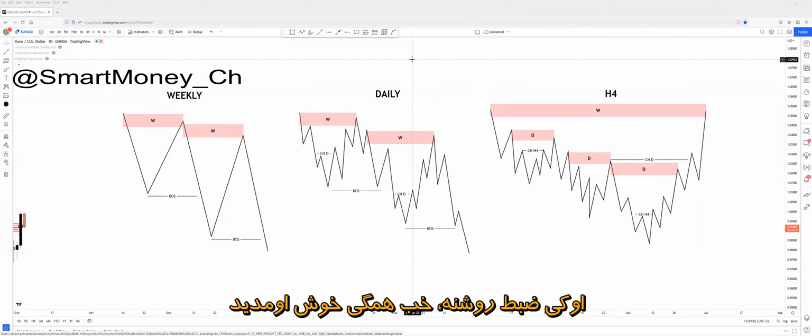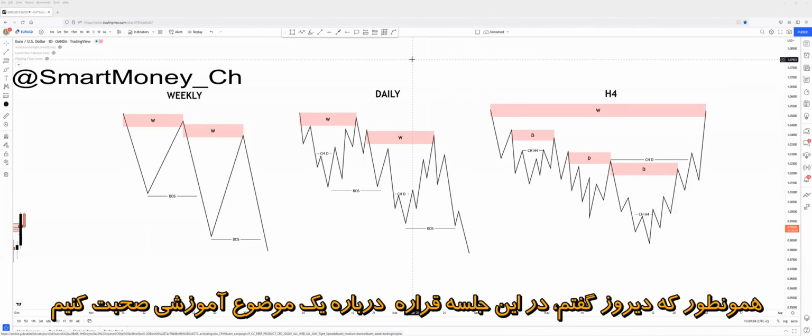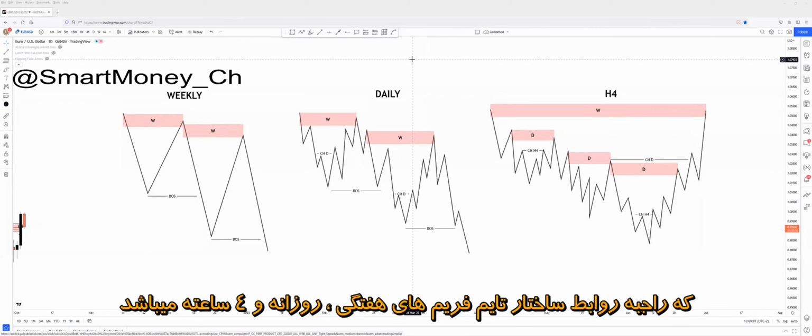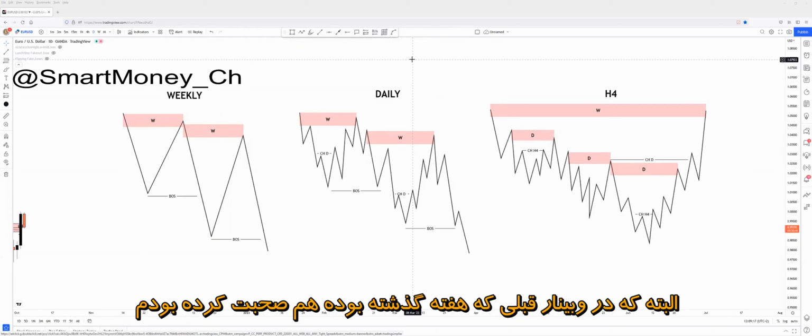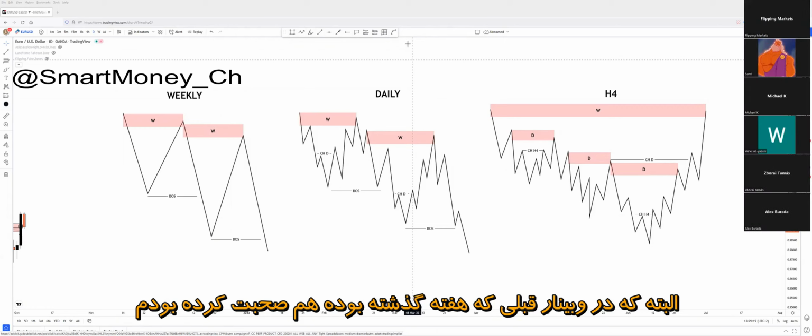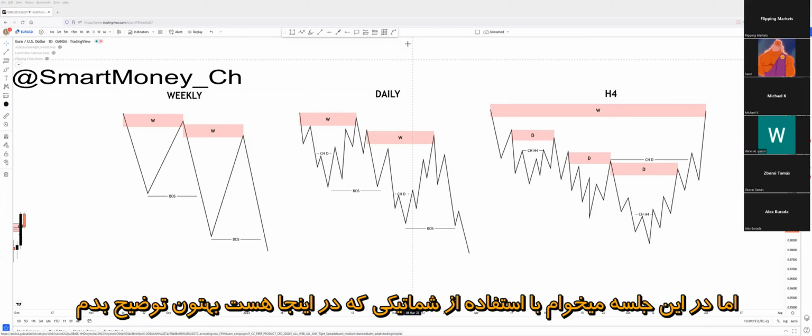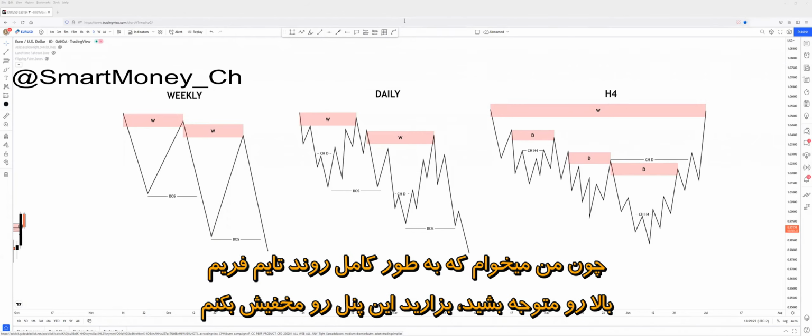As I said yesterday, in this session we're going to have an educational topic, which will be the relationship between the weekly, daily, and 4-hour structure. I will involve the 15-minute chart too. I will talk about things I already did in the previous webinar last week, but I wanted to do it with actual chart flow examples like this, because I want you to understand the higher time frame.